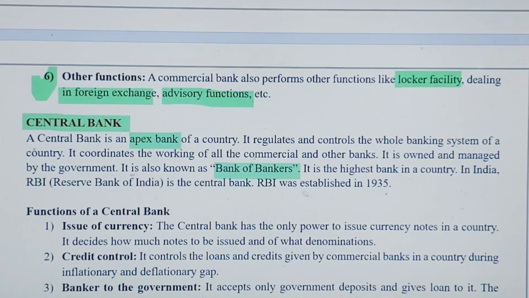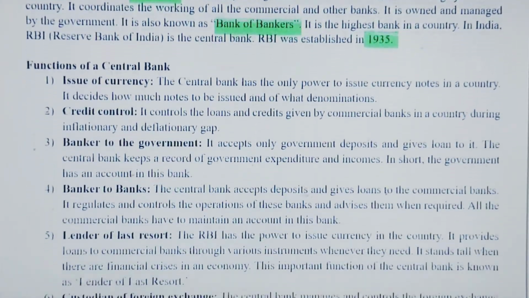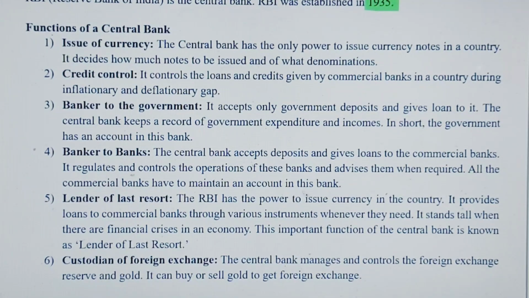And as far as RBI is concerned, it was first established in 1935, Reserve Bank of India. So it is the highest bank, the apex bank of a country, and basically it is owned and managed by the government of a country. Let's see the important functions of a central bank.